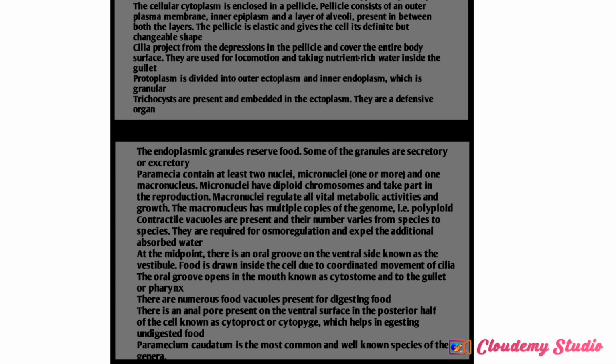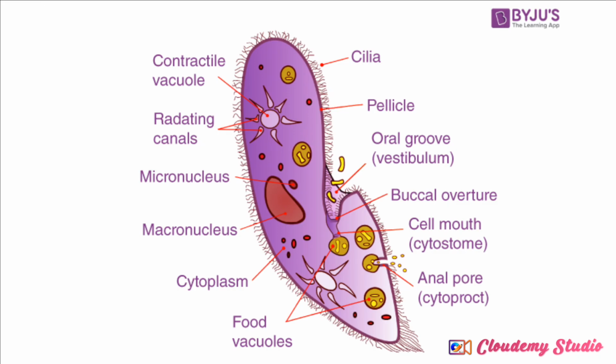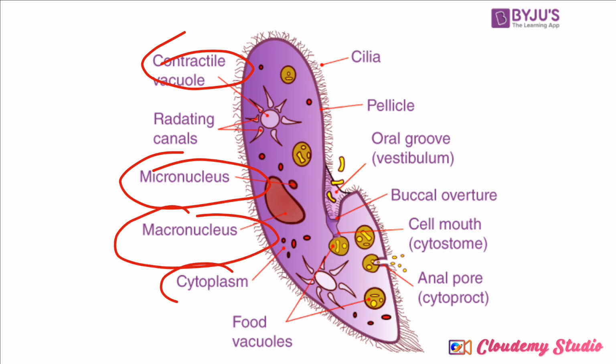I'm going to show you the structure now. So this is the structure. They have numerous food vacuoles. This is their contractile vacuole, which is used for osmoregulation. This is the micronucleus, used for reproduction. This is the macronucleus. This is the cytoplasm, a jelly-like body that contains all the organelles.